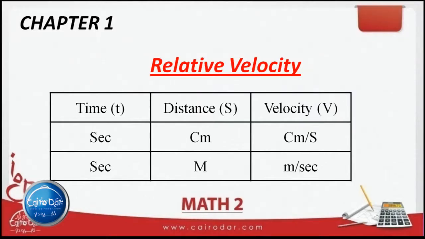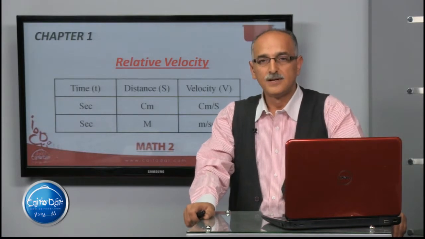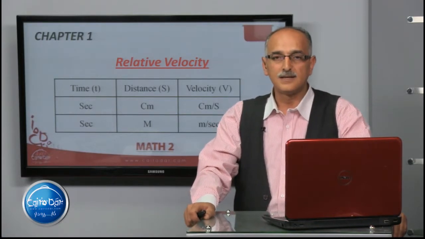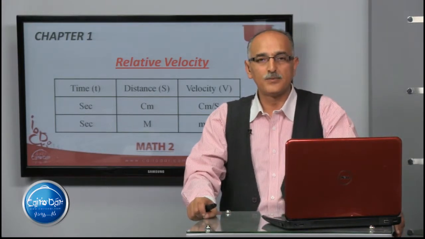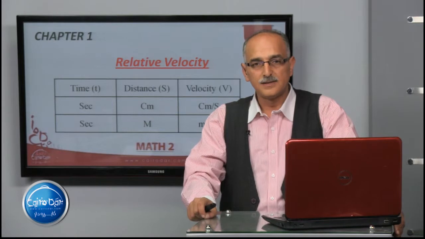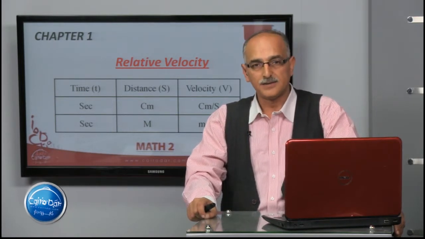our first branch. What is our chapter about? Relative velocity. We must know the relation between time, distance and velocity, and their units. Let's see together: time in seconds. When distance is in centimeters, then our velocity will be centimeters per second. So dear students, when we talk about distance in meters, our velocity must be meters per second.